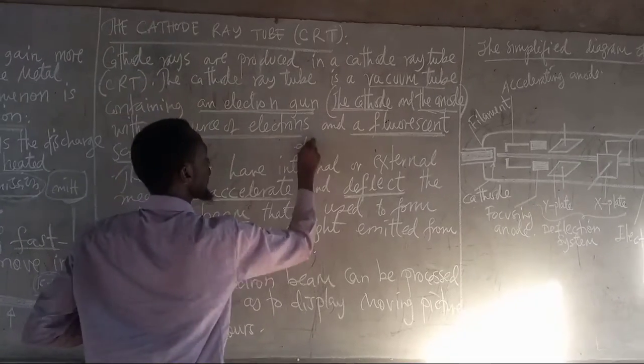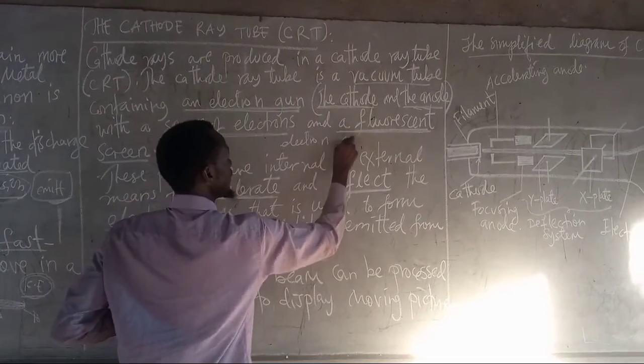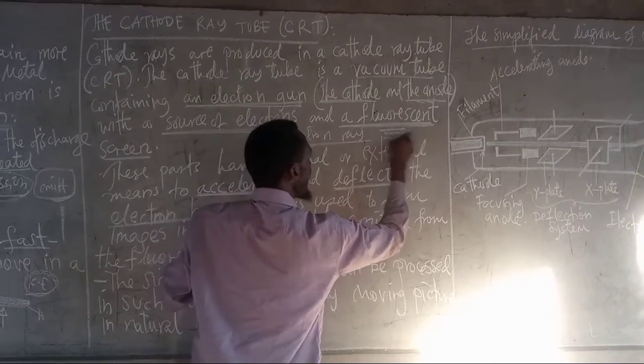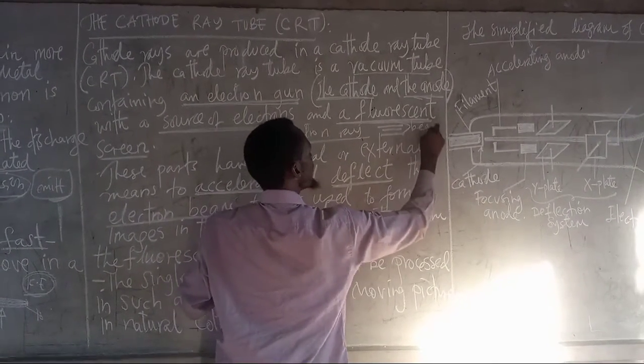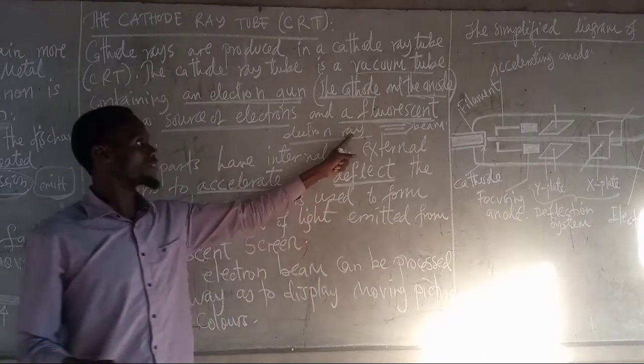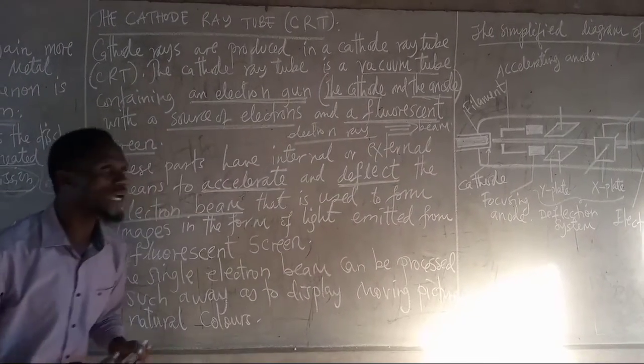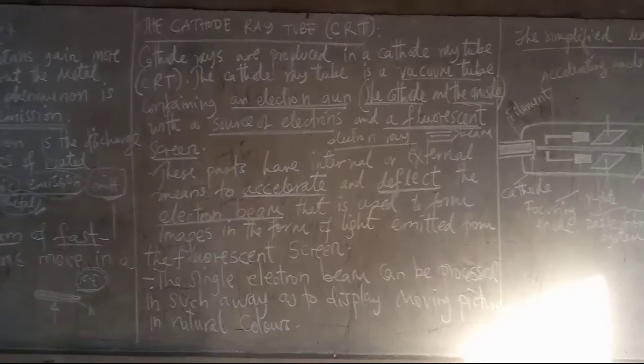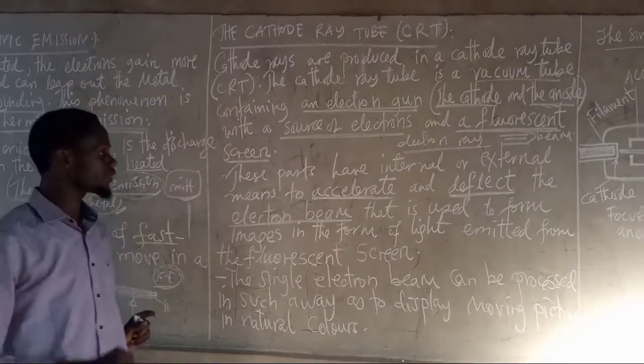Kwa tunapokuwa tuna electron len ni moja, lakini zikiwepo correction ndio tunatengeneza electron rays ambazo ndio zinatengeneza beam. Beam is the correction of rays. Kwa maana hiyo tayari lazima ziwe katika mwelekeo mmoja. Kwa zinaposonga mwelekeo mmoja kama tulivyoelezea mwanzo, there must be a specific direction.